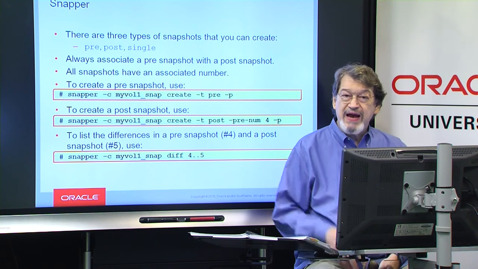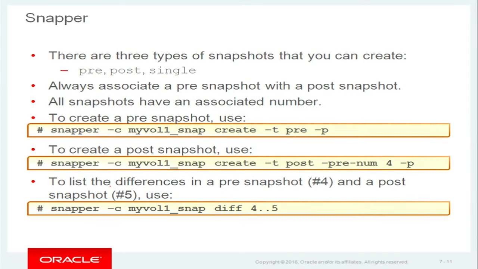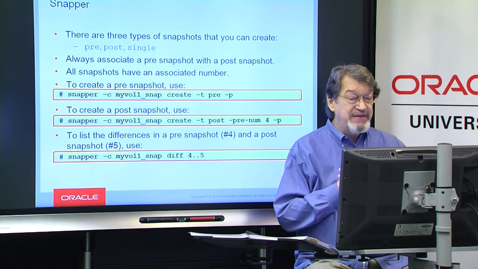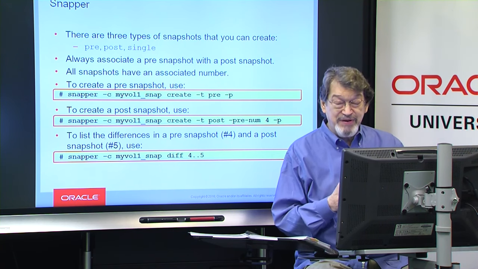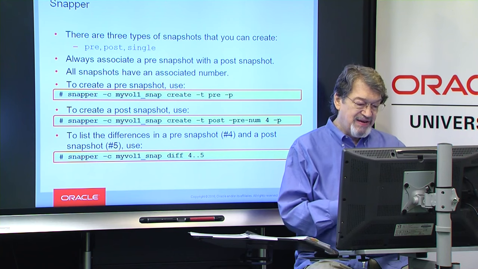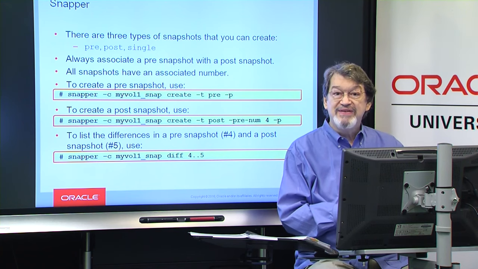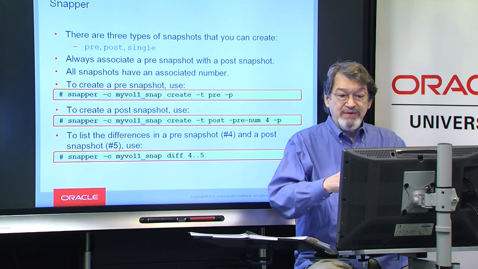There are three types of snapshots: a pre, a post, and a single. The pre and the post kind of work together and pair up, all right? And there is now a diff command in the Snapper software, kind of like the diff command that you would use at the operating system level to tell the differences between two snapshots, all right? Because I'm a diff fan, really, I like diff a lot, particularly when I'm working with text files. I think this is a pretty neat feature in Snapper, because that way I can see what's the difference between these two snapshots.